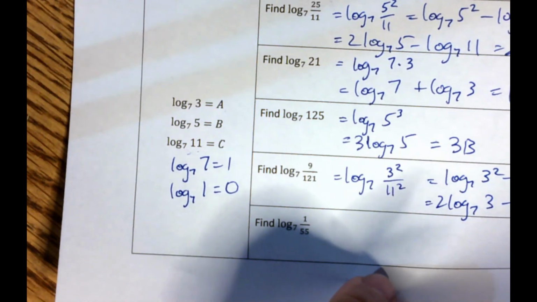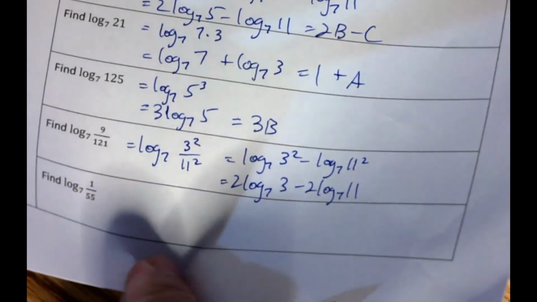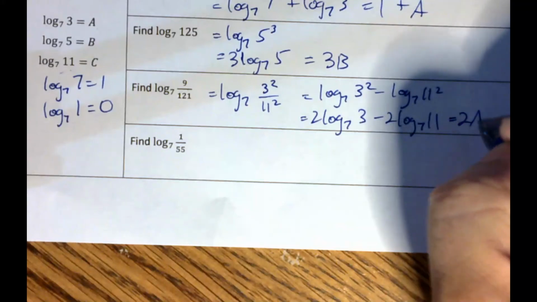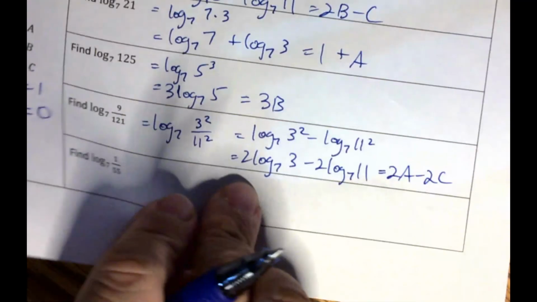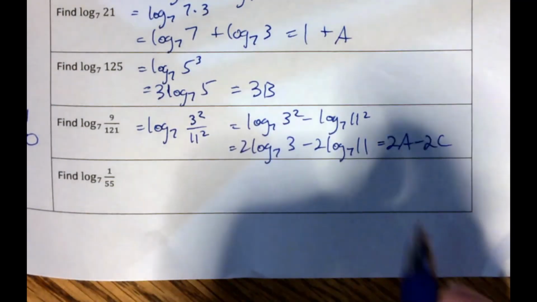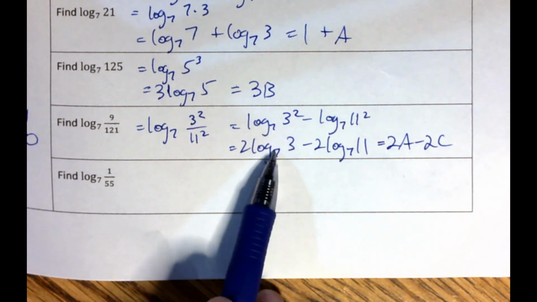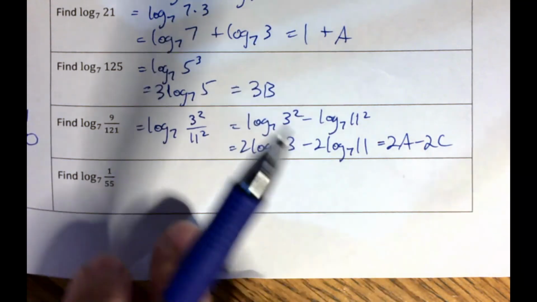Now we have these values. Log base 7 of 3 is A, and 11, is it 11? Yeah, 11 is C. So this becomes 2A minus 2C. I'm running out of space on my desk. All right, 2A minus 2C. Log base 7 of 3 is just a direct substitution over here. Log base 7 of 3 is A.